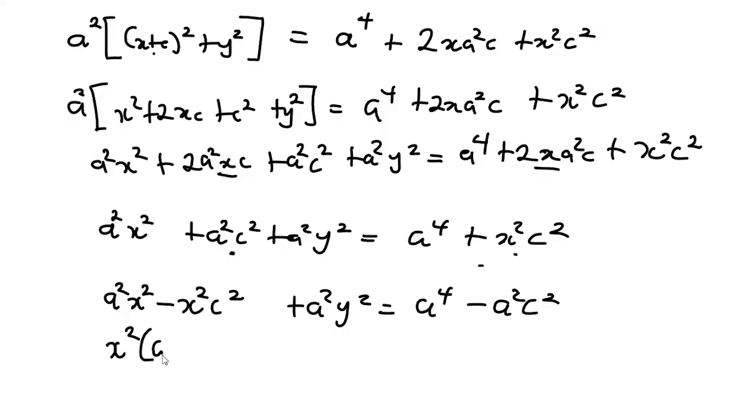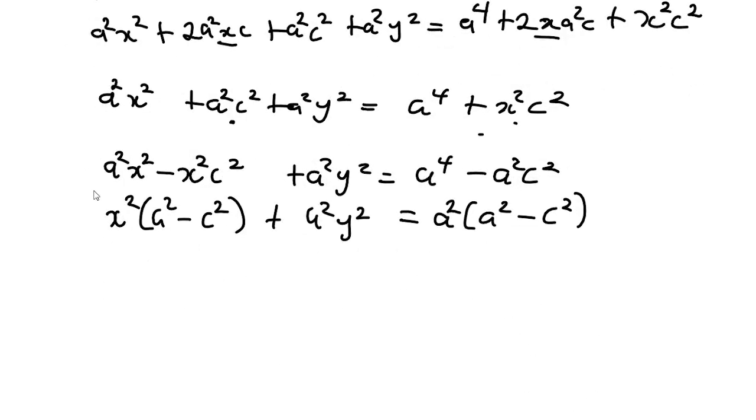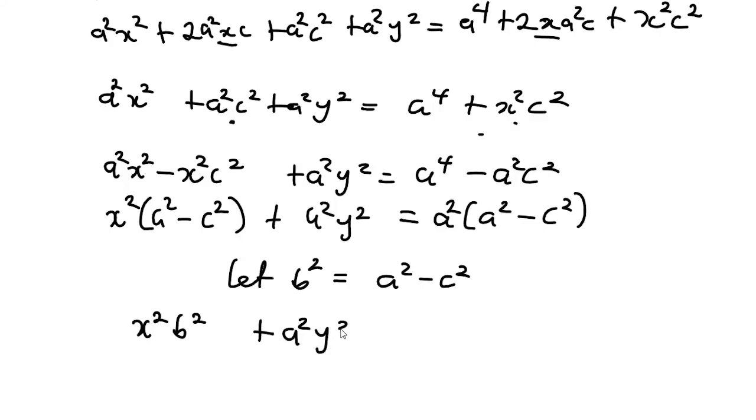Now the common one here is what? x squared. We have (a squared minus c squared) plus a squared y squared being equal to, the common one is a squared (a squared minus c squared). Now at this point, let's do something here. Let b squared be equal to a squared minus c squared. So what happens if b squared is that? Then now we have x squared b squared plus a squared y squared being equal to a squared b squared.